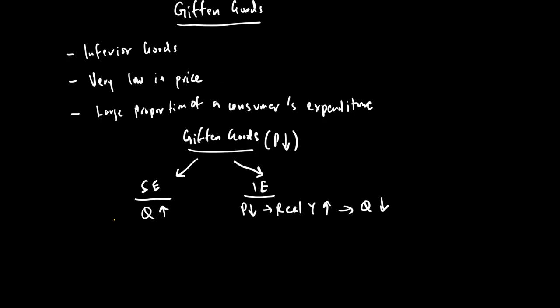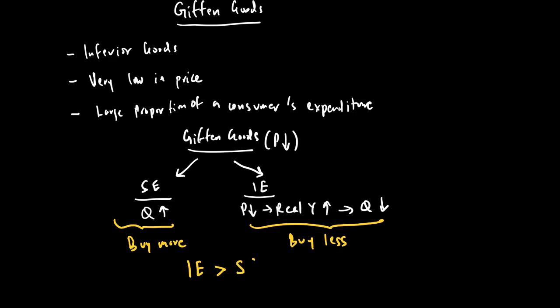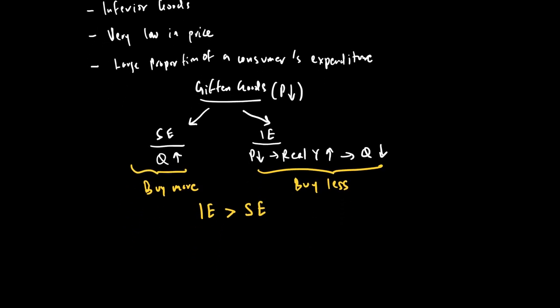So substitution effect says buy more, income effect says buy less, and because the income effect is going to be large, we say that the income effect ends up being greater than the substitution effect, or outweighing the substitution effect. And if the income effect ends up outweighing the substitution effect, what we have is a very unique case where the price is going down, the quantity is also going down, and we have what we call, for the first time, an upward sloping demand curve.